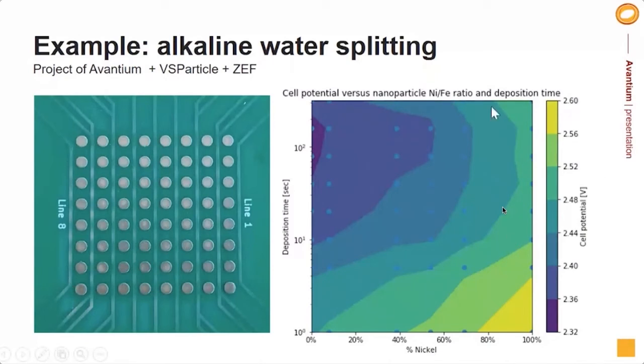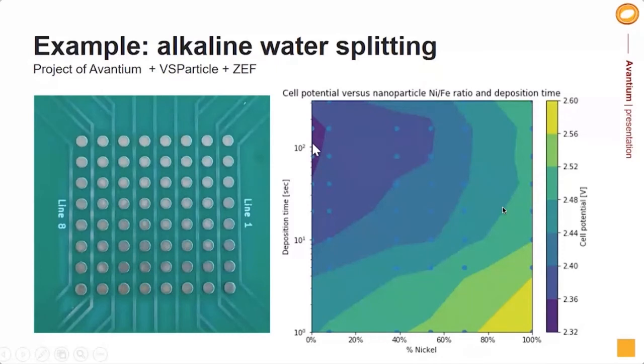So we have used those 64 catalysts for water splitting, in this case in an alkaline water splitter. So you use a sodium hydroxide solution, you use nickel iron electrodes, like we did here. And we measured the potential for each individual electrode. And in this case, the lower, the better. And the lower here means darker blue. So you see that, at least for this test, it seems that a high amount of iron works better at a longer deposition time.